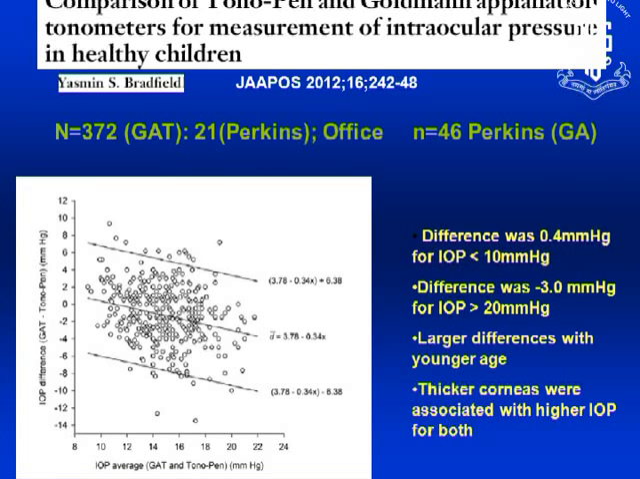And this was a large study which looked at the differences in both office measurements as well as measurements under general anesthesia. The Tonopen underestimated intraocular pressure when the IOP was less than 10 and overestimated by almost 3 millimeters when the IOP was more than 20. And this difference increased with the younger age group. And thickness of the cornea did influence measurements with both the GAT and the Tonopen.